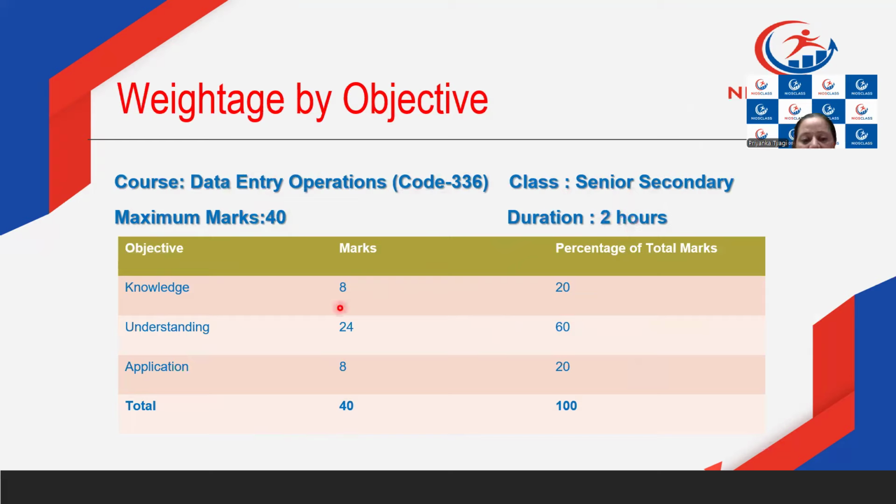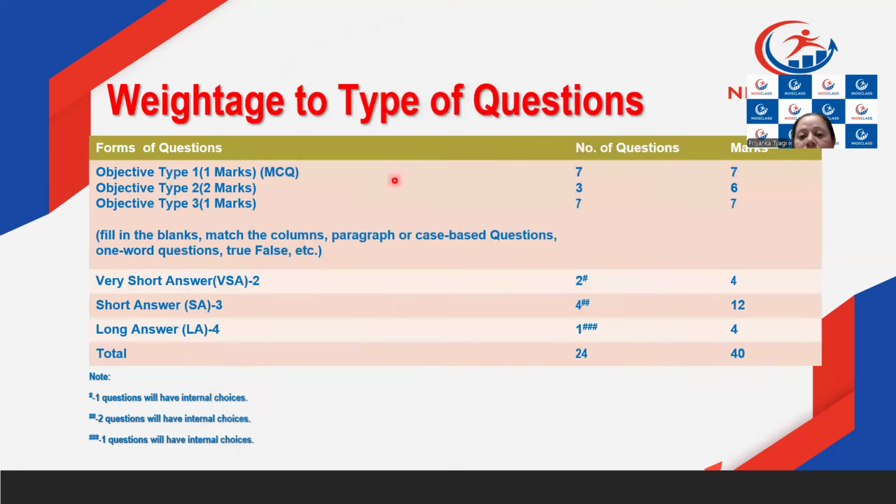Now, knowledge-based questions will be of 8 marks. Understanding-based questions will be of 24 marks. And application-based questions will be of 8 marks. So this is a total 40 marks paper. Now you can see over here the weightage of type of question according to your latest sample paper, which NIOS introduced in the year 2023. So this is the question weightage.